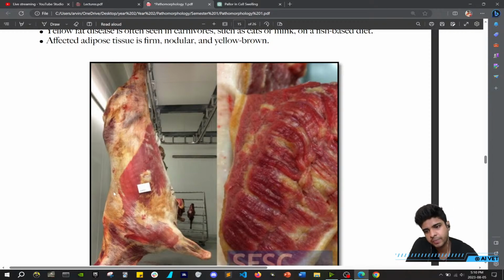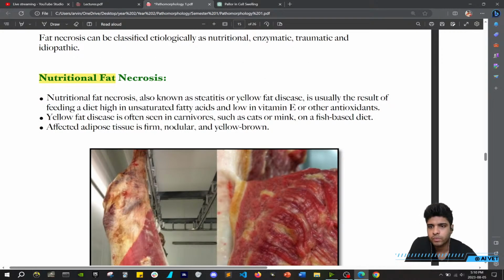Okay, yellow fat. It's also known as yellow fat disease. Steatitis or yellow fat disease. So why is that happening? Diet high in unsaturated fatty acids, low in vitamin E or other antioxidants. They are seen in cats given a fish-based diet. Fat is nodular, firm, and yellow or brown. Okay.